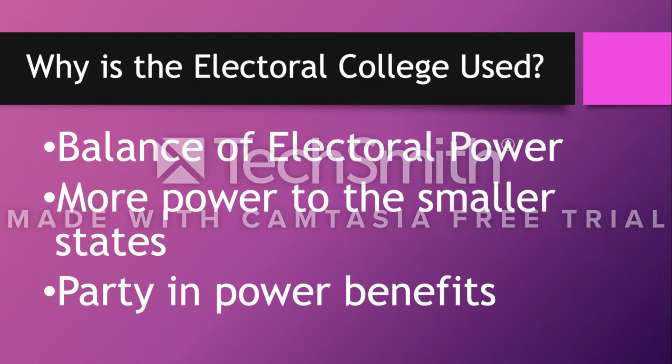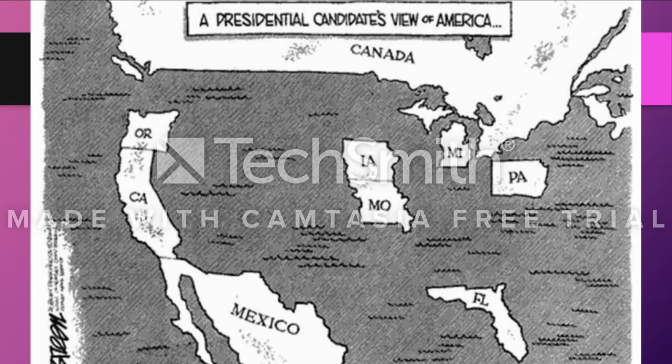The party in power typically benefits from the existence of the Electoral College, and the minority party has little chance of changing the system because of the constitutional amendment that is required, with a 2/3 supermajority in Congress. Plus, it needs to be ratified by 3/4 of the states. A presidential candidate's view of America. The picture is describing how a president will see an election. There are many states that they either know they are winning or losing, so the swing states are what matters to them.